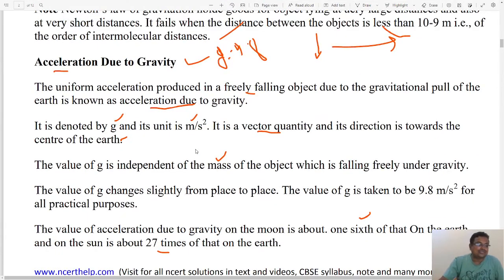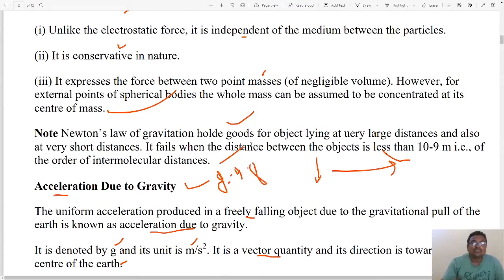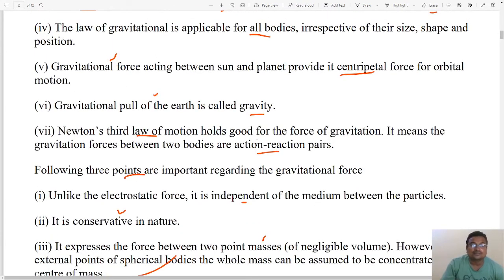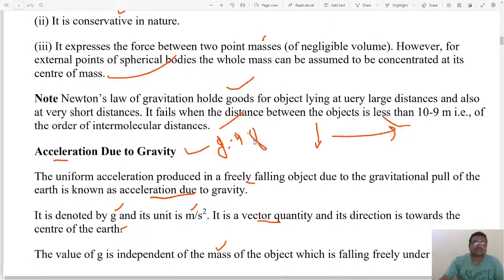Now about the acceleration due to gravity. Something is falling from a height to the ground. The acceleration gained is produced in a freely falling body due to the gravitational pull. They are telling about what is gravity, the gravitational pull of the earth.